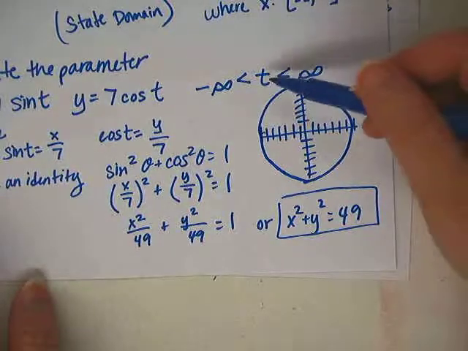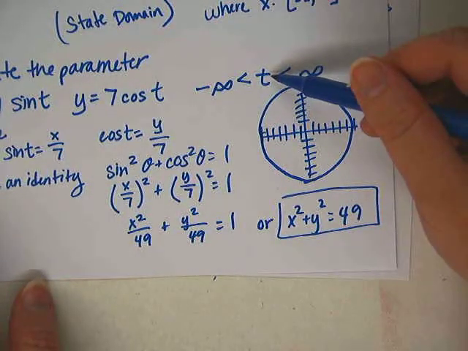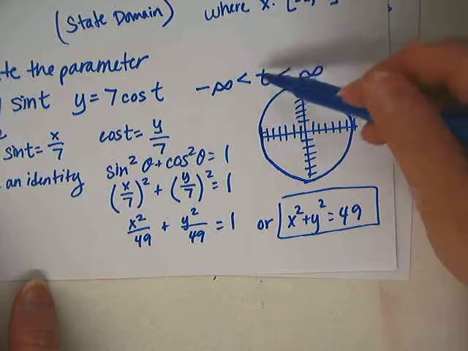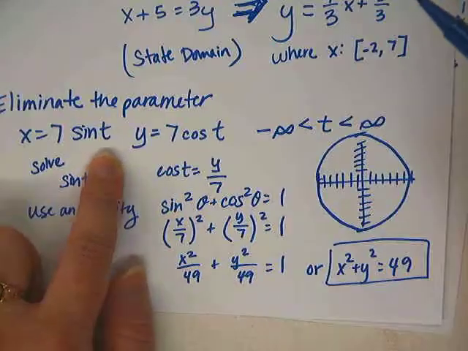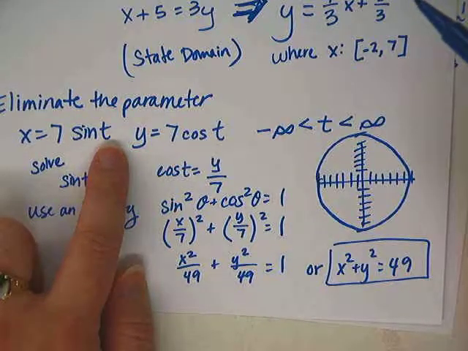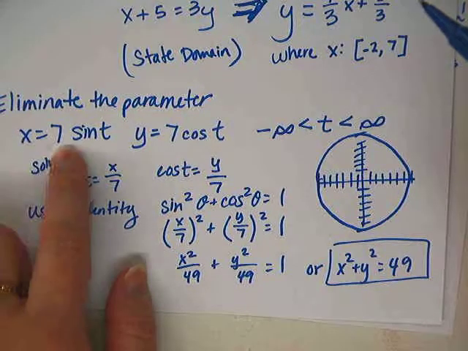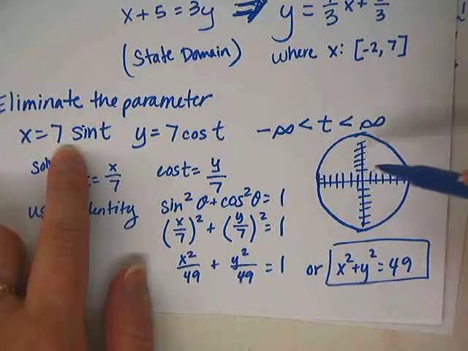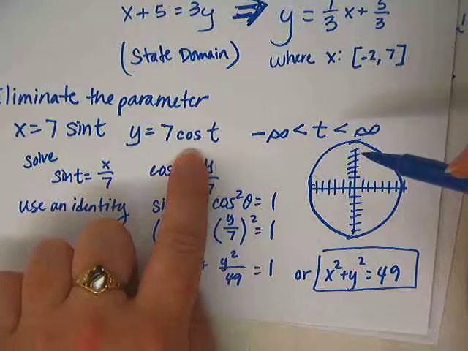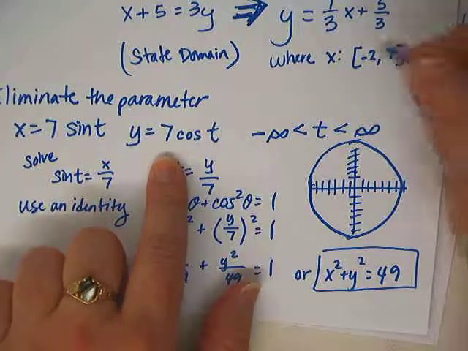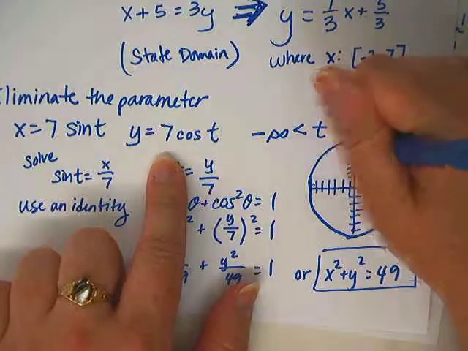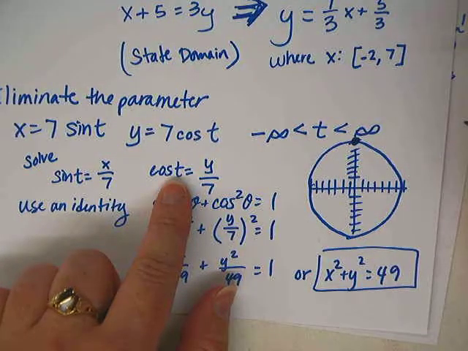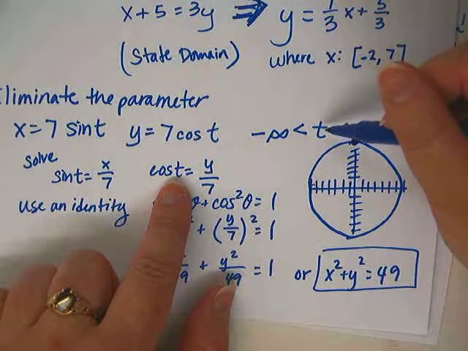So our object is moving in a circle. I wonder at time 0 where it is. So if we plug in 0 for t into our original problems, sine of 0 is 0, and 0 times 7 is 0. So the x value will be 0. And then cosine of 0 is 1 times 7 would be 7. So the object would start right there.